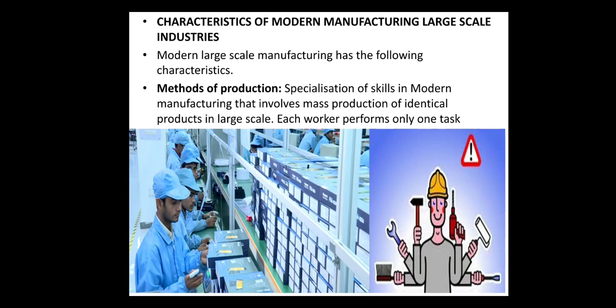In order to produce identical goods on a large scale, one person needs to be specialized in one work or skill. That is one characteristic of modern manufacturing industry. That means in a particular industry, a particular person is assigned to specialize in one work. He has to do one work repeatedly, again and again. So the method of production is more specialized.